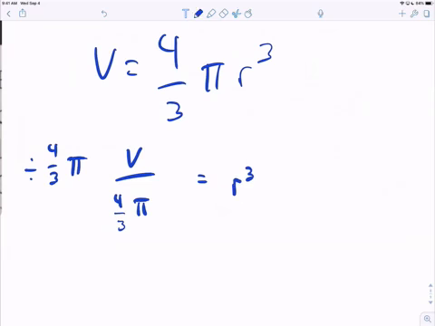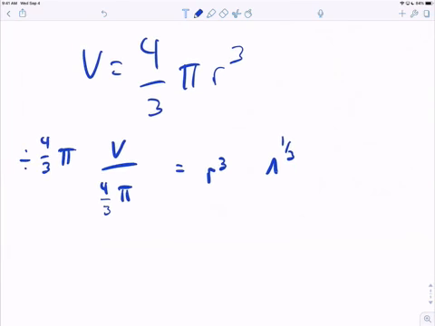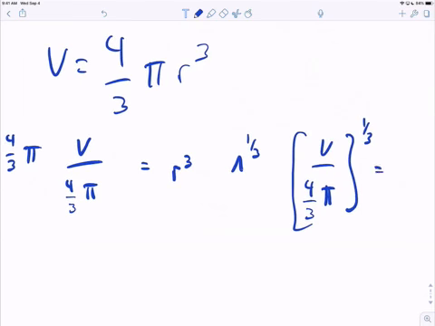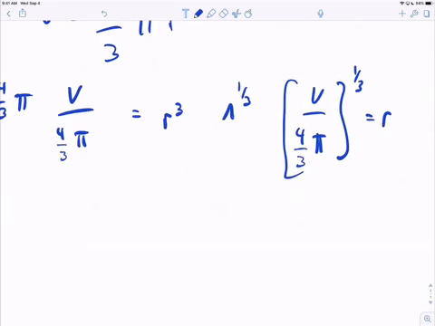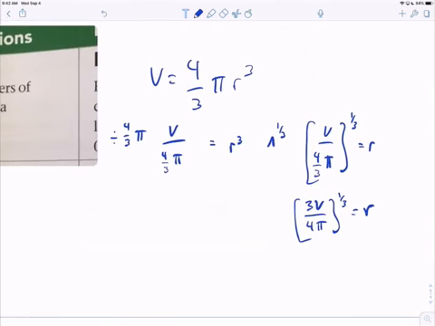And then we would raise this to the 1/3 power. So we get volume over 4/3 pi to the 1/3 power equals r. And then if you want to, you can rearrange it to 3V over 4 pi, cube root, is r. So that's kind of the step-by-step way.